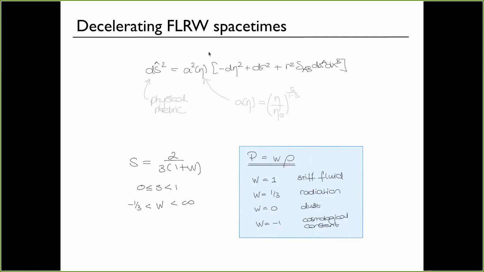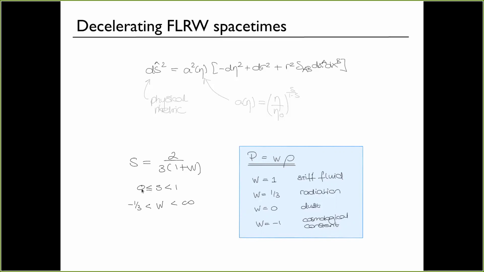Now, decelerating FLRW spacetimes have w larger than -1/3. This range is somewhat strange and awkward, and that's why we introduced S, because these limits on w nicely translate into these simple limits on S.